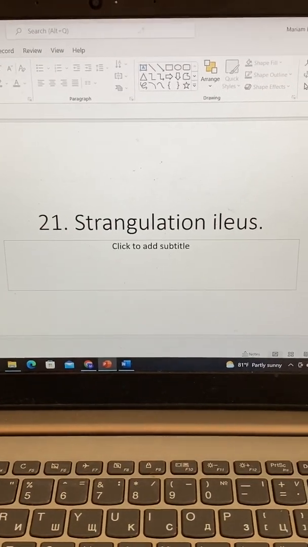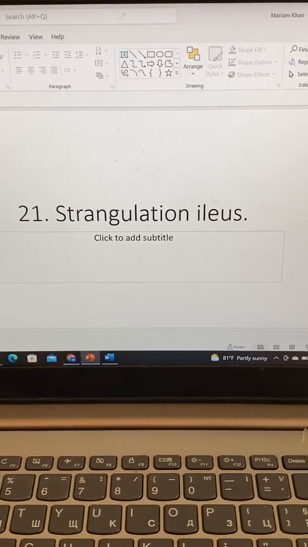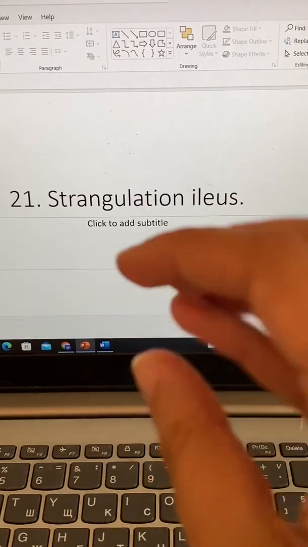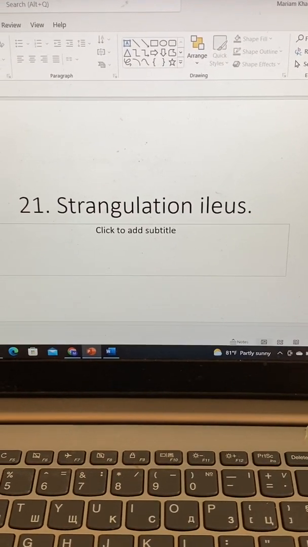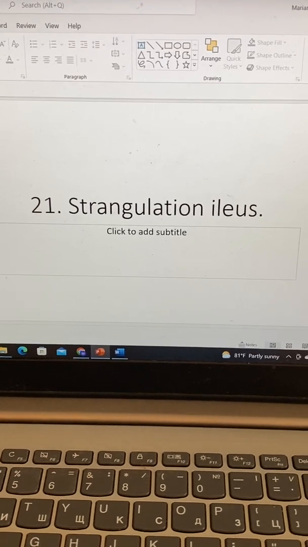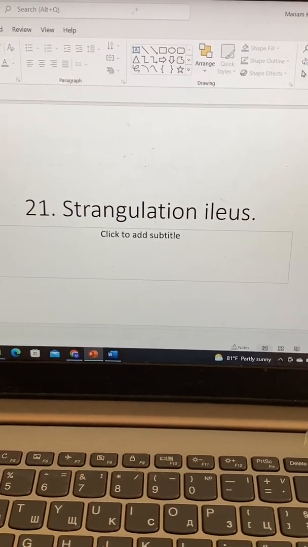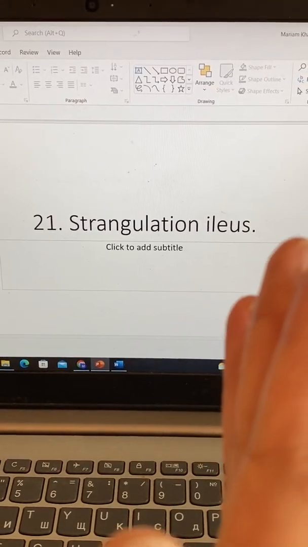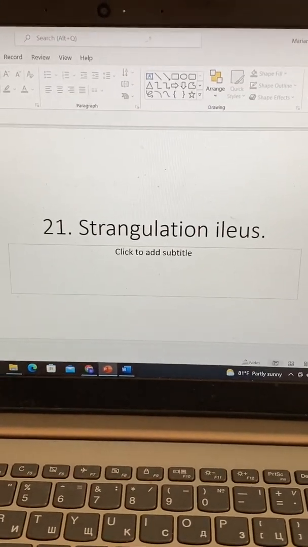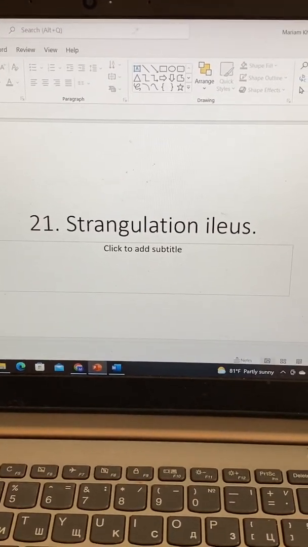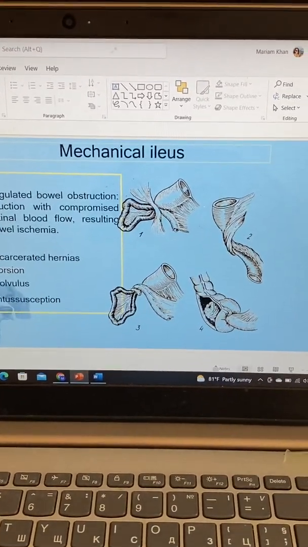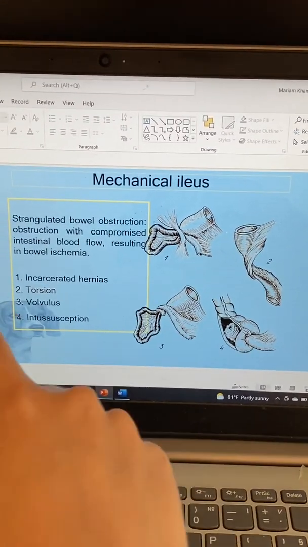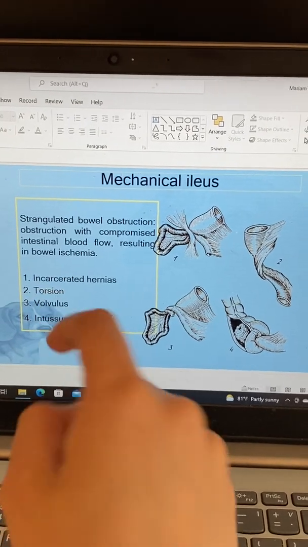So strangulation ileus, what is it caused by? It can be caused by, of course, torsion, so twisting of the stomach. Volvulus is the same thing, so you can say either of those. Incarcerated hernias and intussusception, so one part of the gastrointestinal tract goes into the other, or just say the digestive system. Basically what this does is it reduces blood flow to the area. So yeah, it's mentioning the four etiologies here.